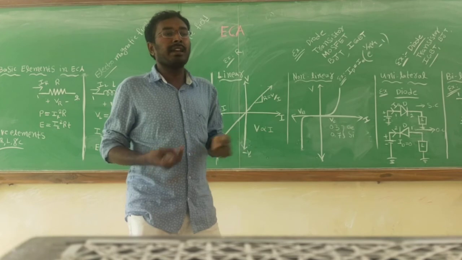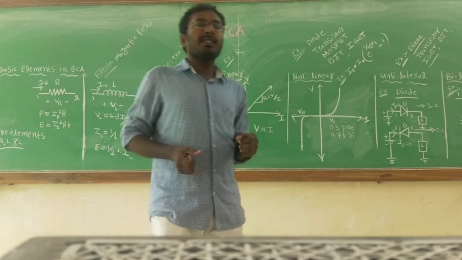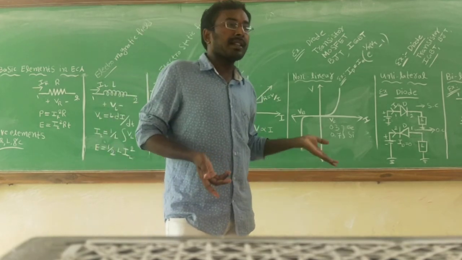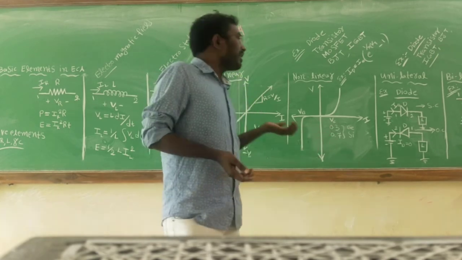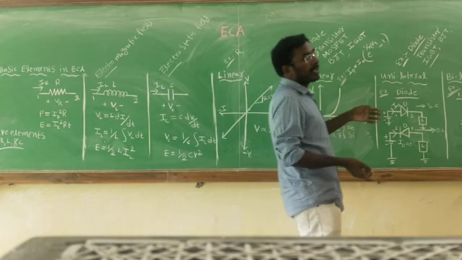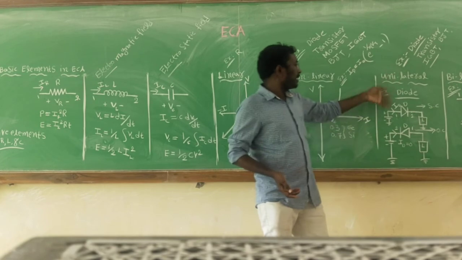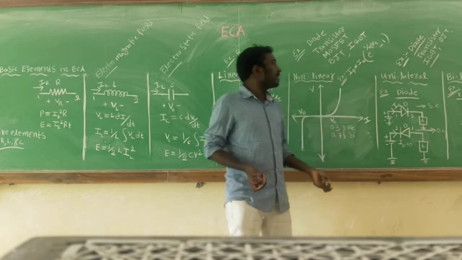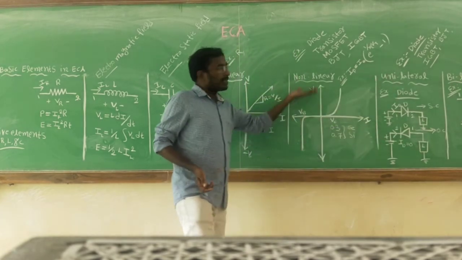A resistor does not have any polarities, so both directions are possible to connect. The inductor and capacitor also allow current in both directions. That's why these are called bilateral elements. Unilateral elements are the diode, transistor, BJT, and MOSFET, and these have non-linear characteristics.